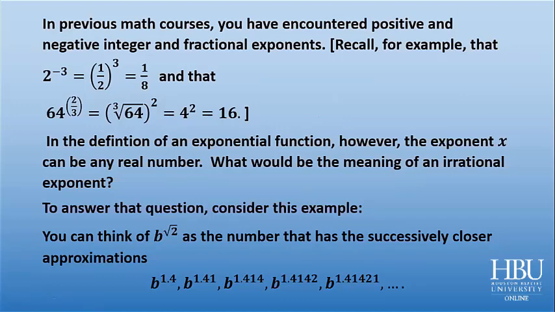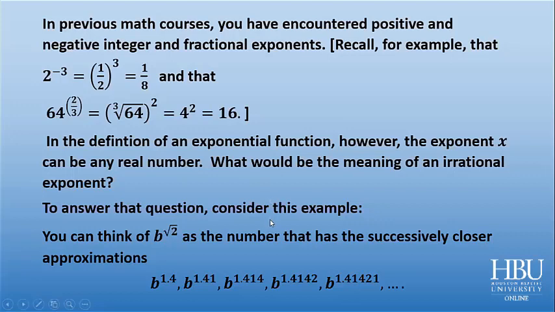What about a fractional exponent? Well, for example, 64 raised to the power 2/3 is defined to be the cube root of 64, that quantity squared. The cube root of 64 is 4, so 4 squared is 16. 64 to the 2/3 power is 16. But in the definition of an exponential function that we just gave, we said the exponent x could be any real number. What would be the meaning of an irrational exponent?